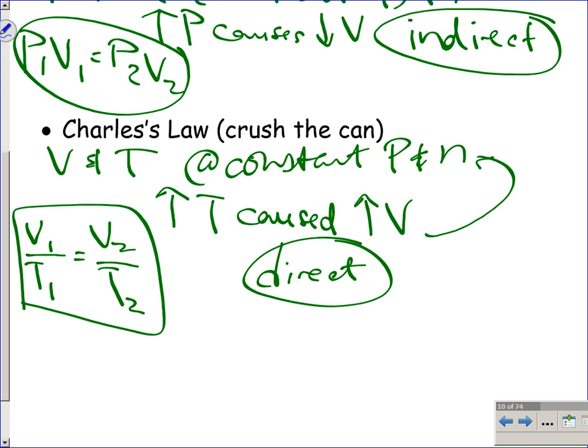Okay, so we got ABC. Who's first? Avogadro, and then Boyle's, and then Charles's. ABC. Yeah, so we'll go over Dalton, which is D, later. He's not today. But we will go over Gay-Lussac's.